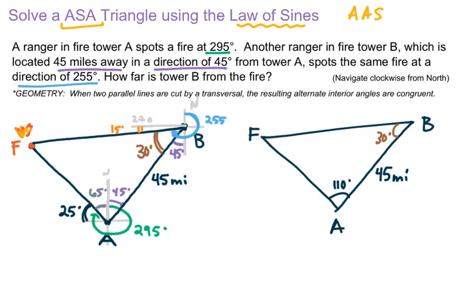And what are we being asked to find? We're being asked to determine how far B is from the fire. So that means I'm being asked to find the side length from F to B. And if I were labeling that in terms of triangles, that would be side a. Side a is our unknown. How about the side from B to A? What would we call that? That's opposite angle F, so we'll call that little f.